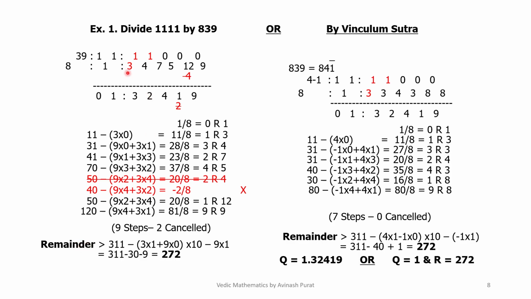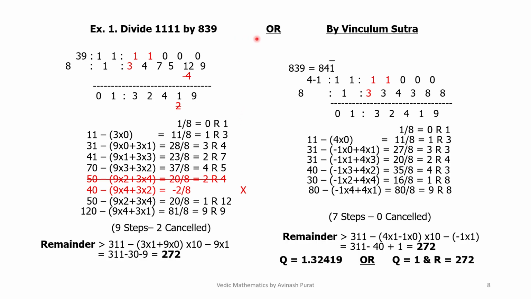Now remainder is 311 minus 3 into 1 plus 9 into 0 multiplied by 10 minus 9 into 1. So the result is 311 minus 30, 3 into 0 into 10. So 3 into 1 into 10, that is 30, minus 9. So that is equal to 272.